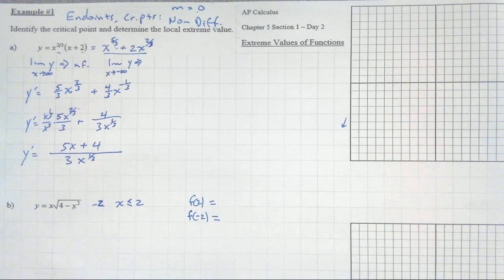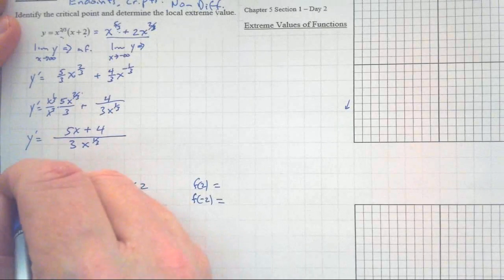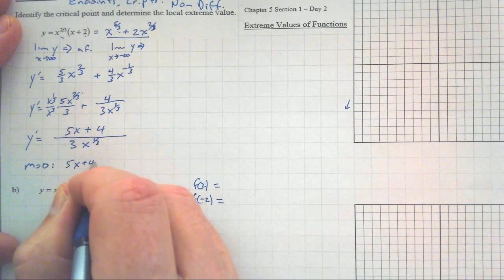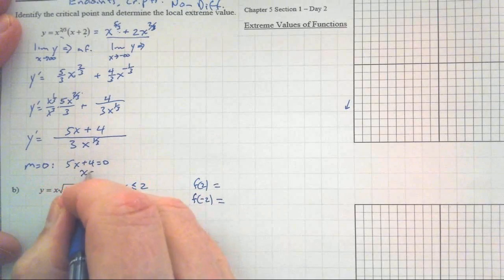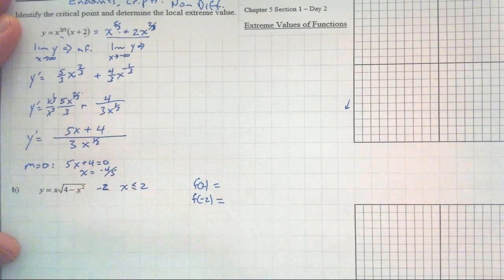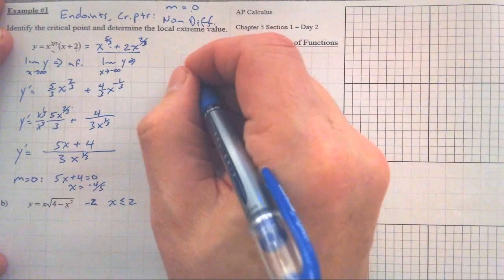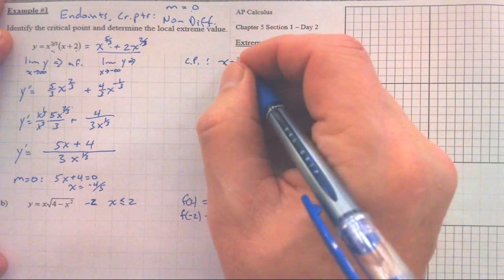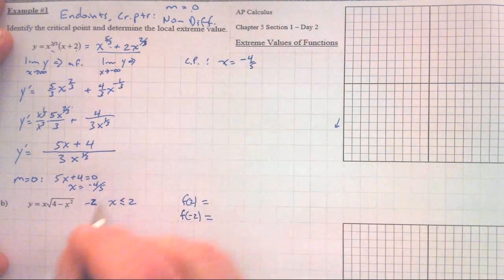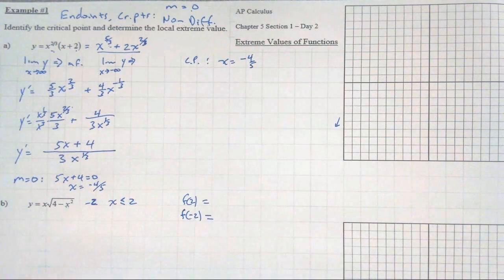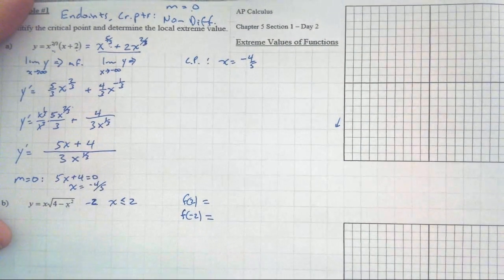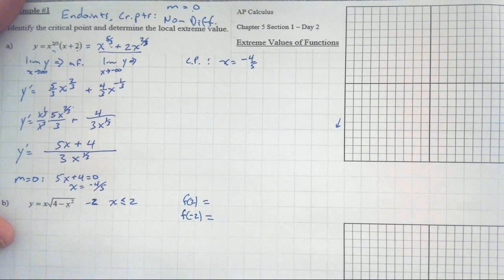I'm looking for points where the slope is 0. Slope equals 0 when 5x plus 4 equals 0, or when x equals negative 4/5. So my critical points include x equals negative 4/5. That is where the slope is 0. That's a leveling off point. It might be a maximum or minimum. And non-differentiability. Well, non-differentiability is based on my domain of the derivative.